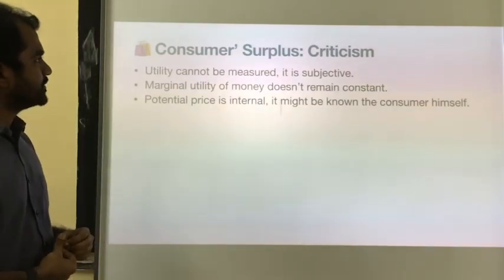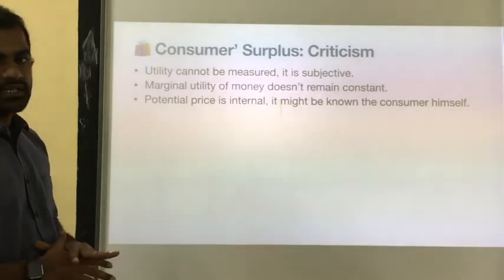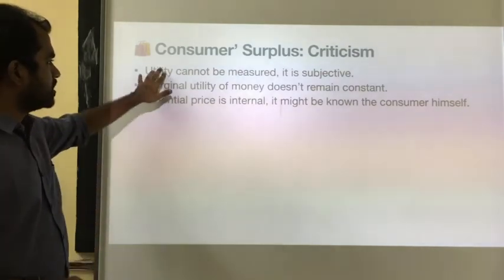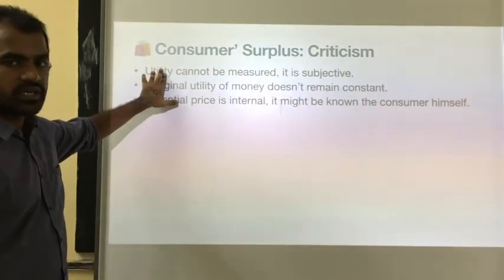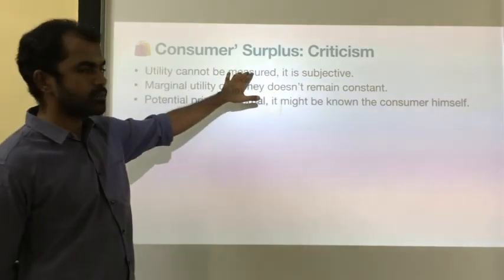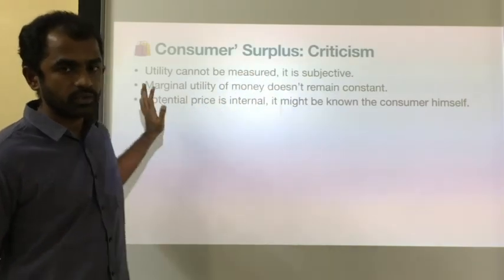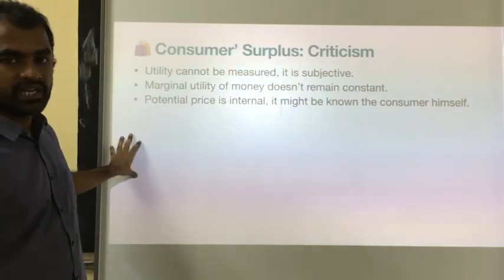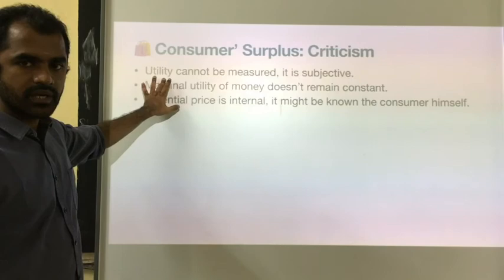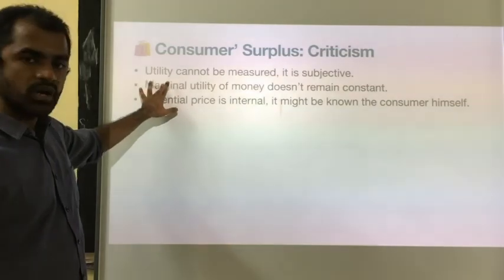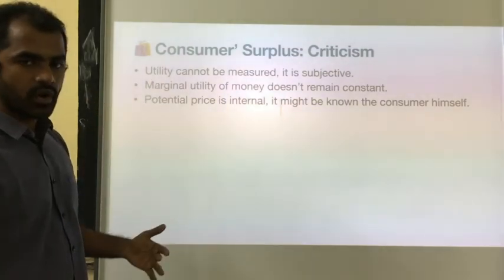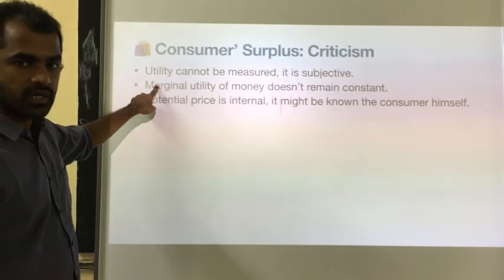So what are the different criticisms of consumer surplus? Utility cannot be measured. We have already seen this. But one of the major assumptions here is that utility can be measured. But that utility cannot be measured is the ultimate truth, and it's always subjective in nature. So this law holds true only for a very limited number of assumptions. Marginal utility of money once again does not remain constant. The marginal utility always changes. When we get one product, and consecutively when we get different products, our marginal utility of money reduces or increases.